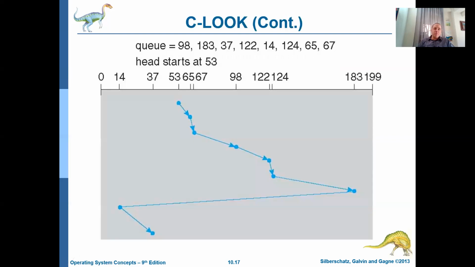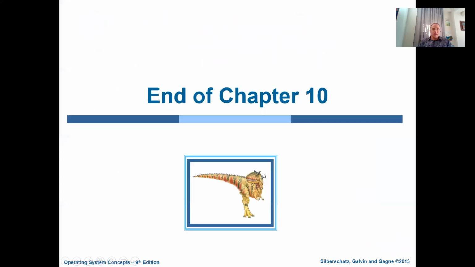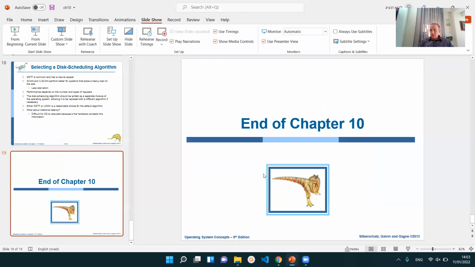And then there's the same kind of thing, except that instead of going all the way to the top floor and all the way to the bottom floor, I stop early. This we talked about before. That's it for chapter 10.